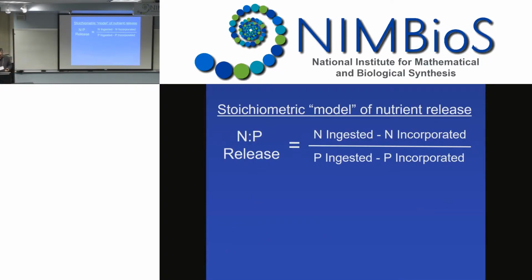This was originally recognized, and this is the start of modern stoichiometry. So I'm going to show you the origins of stoichiometric thinking, and it was really through that skewed nutrient ratio idea. This was one of the earliest models of stoichiometry, and what they were thinking was the N to P release ratio was a function of nitrogen ingested minus nitrogen incorporated, divided by phosphorus ingested minus phosphorus incorporated.